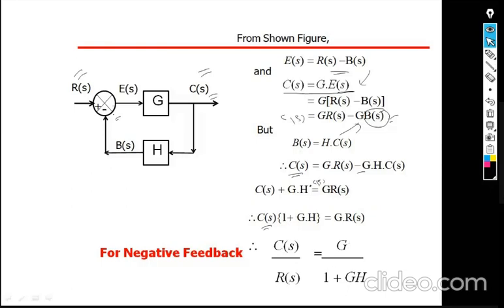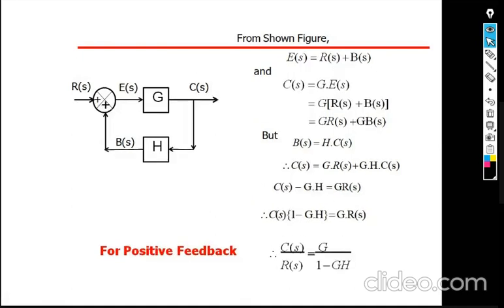If you observe here, where there is minus, what comes here? Plus, because you send it to the left side. In the same way, if you are having plus here and do the same thing, you will get a minus symbol. If you send this towards the left side, taking the common term, you get 1 minus GH: taking it to the left side, plus GH into C of S becomes minus GH into C of S. Taking the common term C of S, you get 1 minus GH, which is equal to G into R of S.